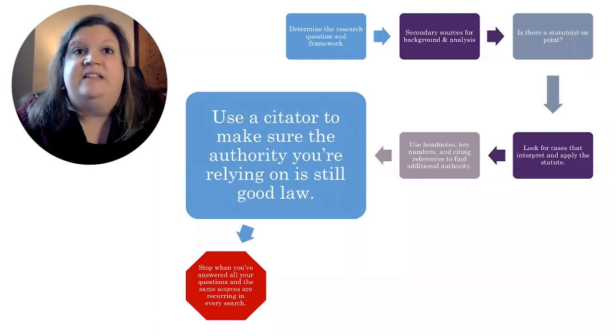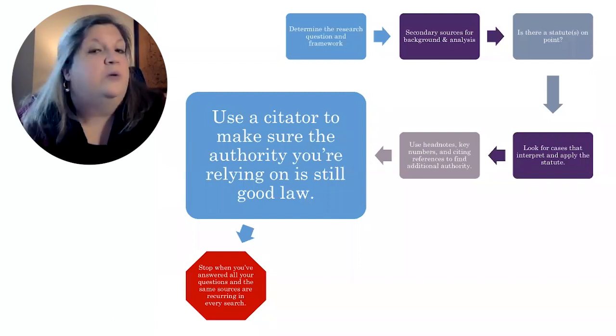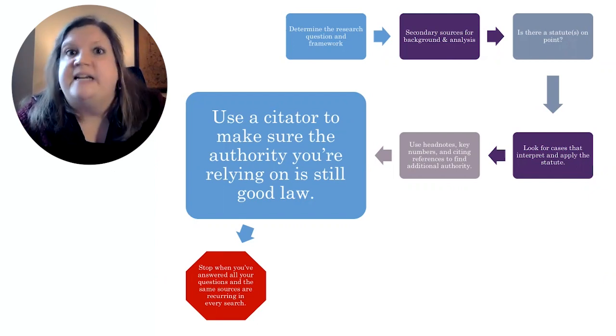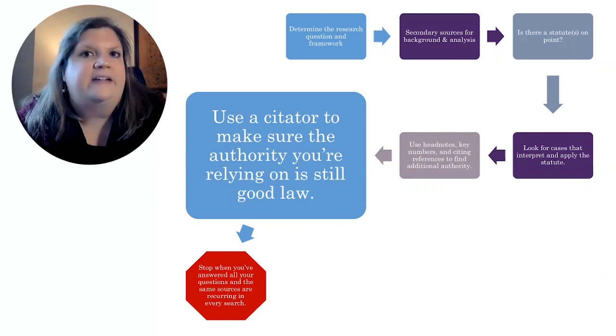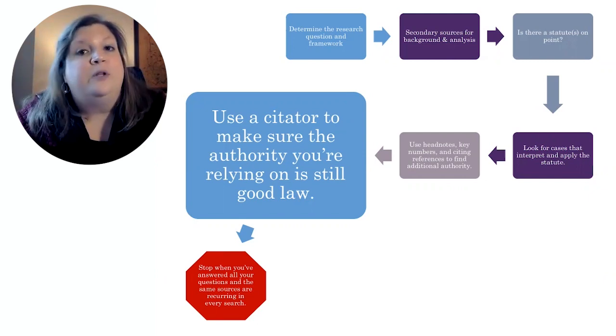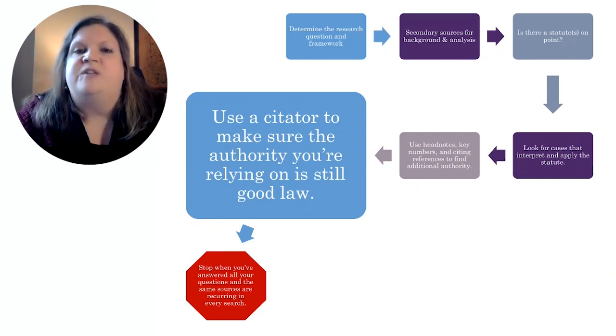As you compile a list of legal authorities on your topic, both statutes and cases, it's important to ensure the authority you intend to rely on is still good law. The best way to accomplish this is by using a citator, such as Shepard's on Lexis, or on Westlaw, the citator is called KeyCite. And if you're on Bloomberg Law, they have a citator as well, and it's called BCite.